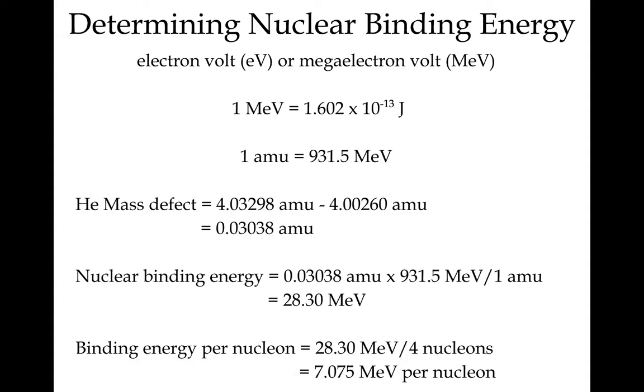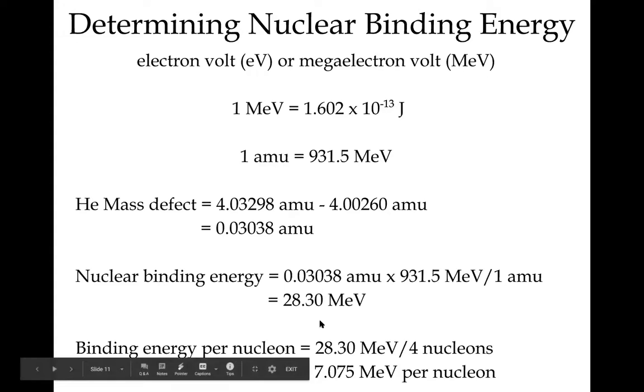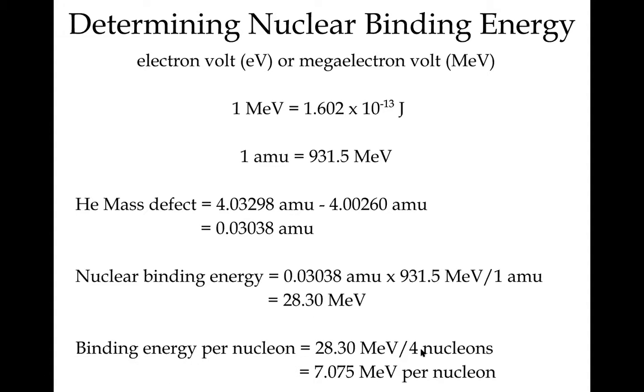Okay. But in order to compare that energy to other nuclei, we calculate the binding energy per nucleon. So that would be taking this 28.3 mega electron volts and dividing it by 4 nucleons, because there are 2 protons and 2 neutrons in a helium nucleus. And that gives you 7.075 mega electron volts per nucleon. Okay. And we can do this for other nuclei in the same way, right?